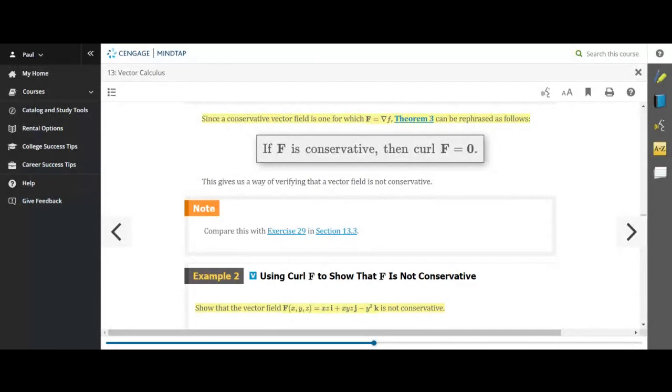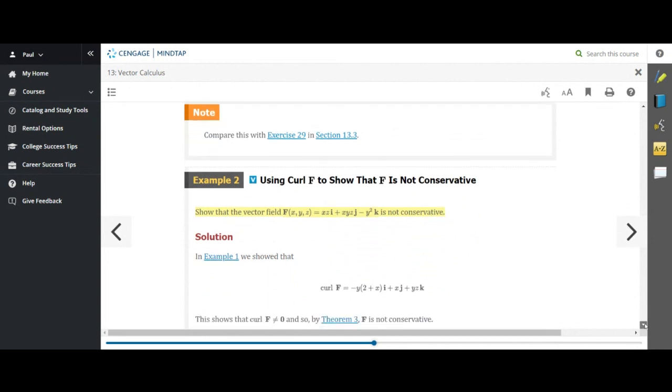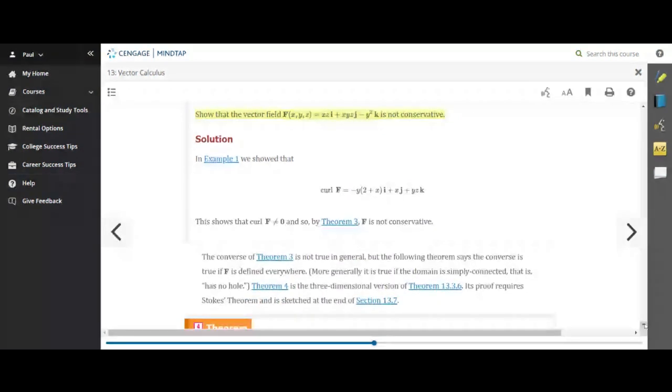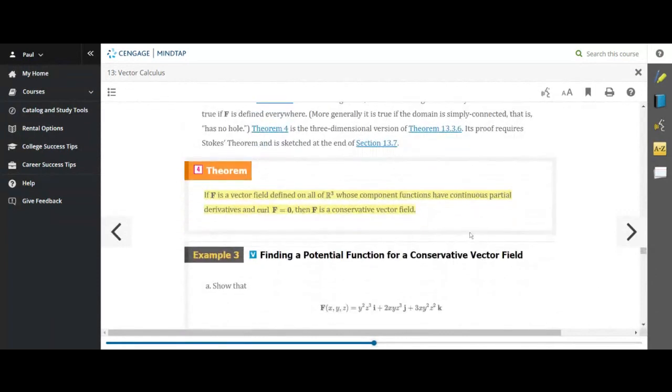And so that being said, you could look at a vector field and just compute its curl and determine if the vector field is conservative or not. And if the curl of the vector field is non-zero, not a zero vector, then you have a non-conservative vector field.